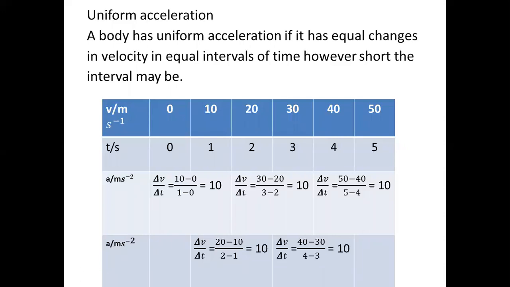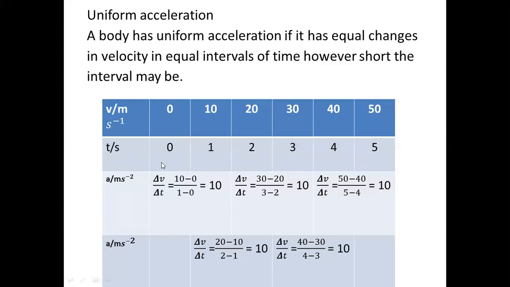For example, over here, we can see that velocity is changing by equal amount. From 0 to 10, the change is 10. From 10 to 20, the change is again 10. From 20 to 30, again the change is 10. From 30 to 40, the change is again 10. From 40 to 50, the change is again 10. So whenever the velocity of the body is changing equally in equal intervals of time, then acceleration will be uniform. If we calculate the value of acceleration for different time intervals, we will get the same value.